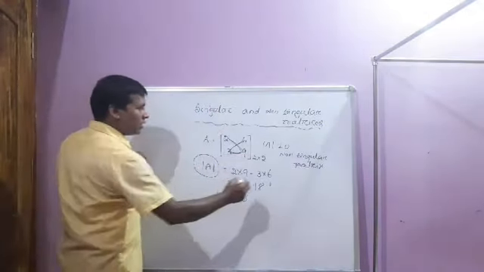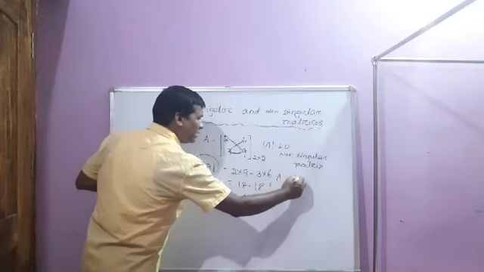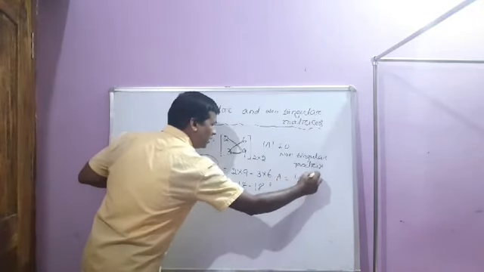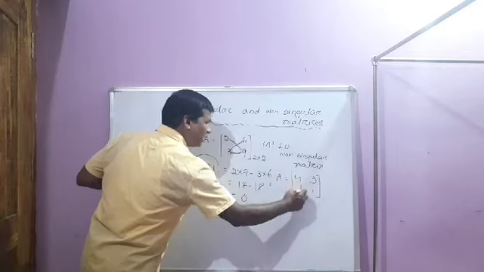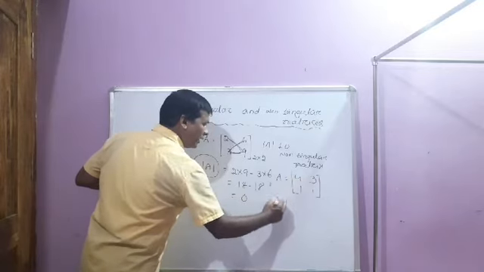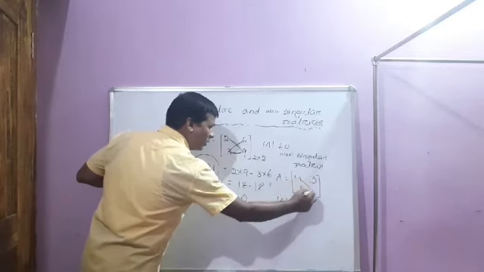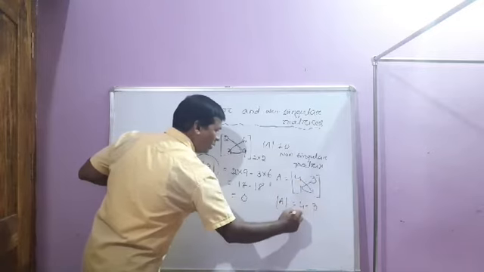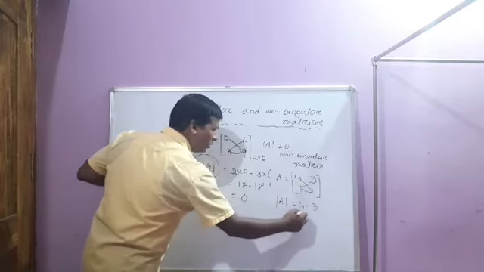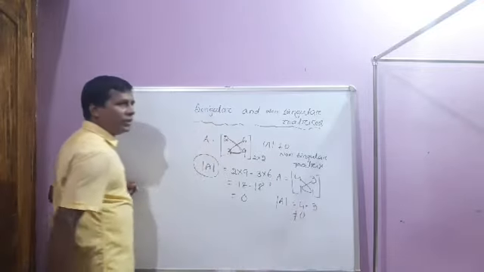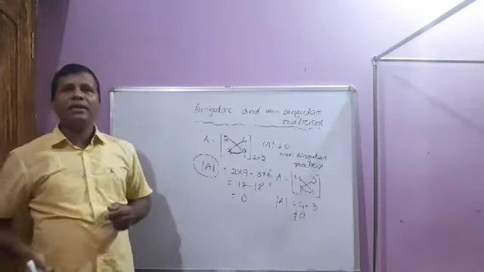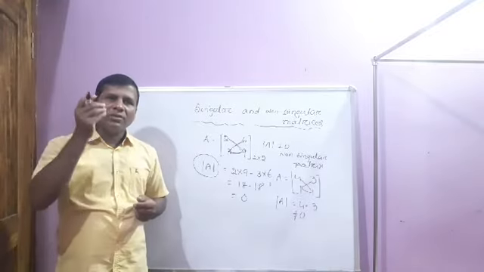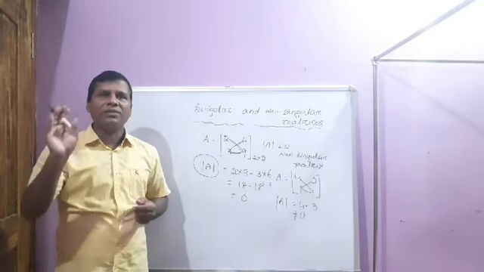Just like this, suppose A is the matrix 4, 3, 2, 1. Then det A is the cross product of 4 into 1 minus 3 into 2, that is equal to 4 minus 6, which is not equal to 0. So this kind of matrix is known as a non-singular matrix.